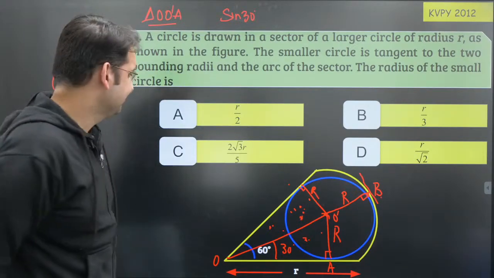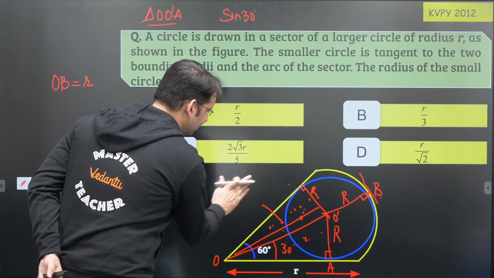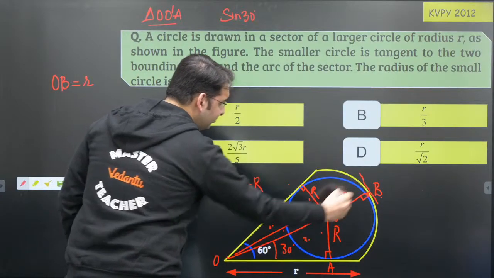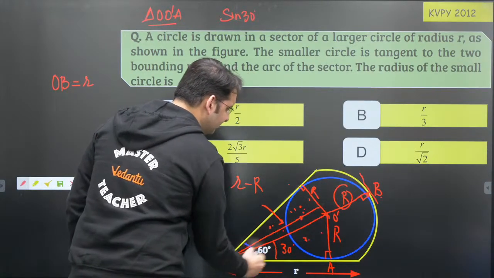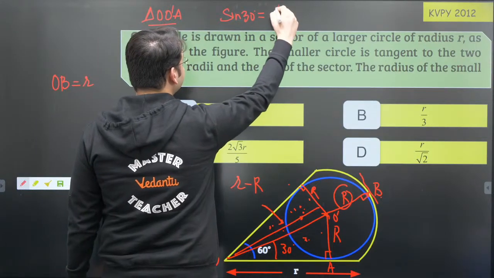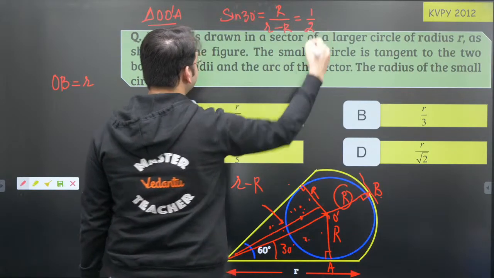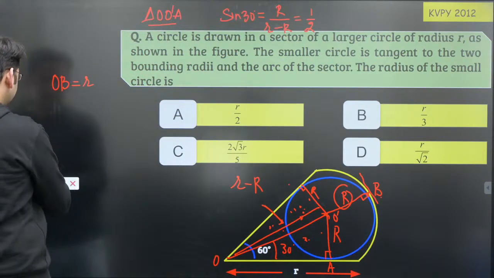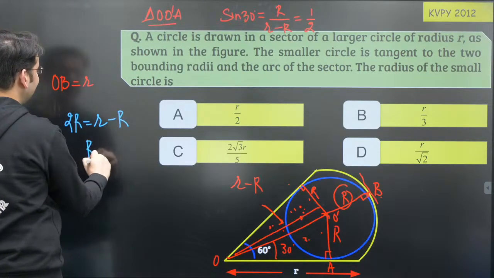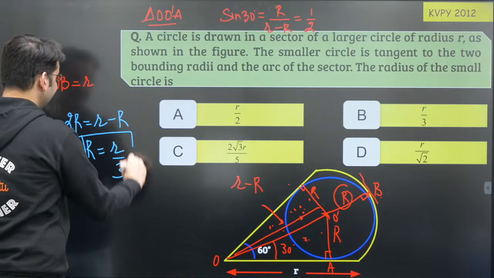So what will be the answer? This length would be, what will it be, kids? This length is small r minus capital R. Small r is the whole length, this is capital R, so this length would be small r minus capital R, and sin 30 would be R upon small r minus capital R, and this will be 1/2. So this is the relation. So what we have here is 2 capital R is r minus capital R, so capital R would be small r upon 3. Which means option B.